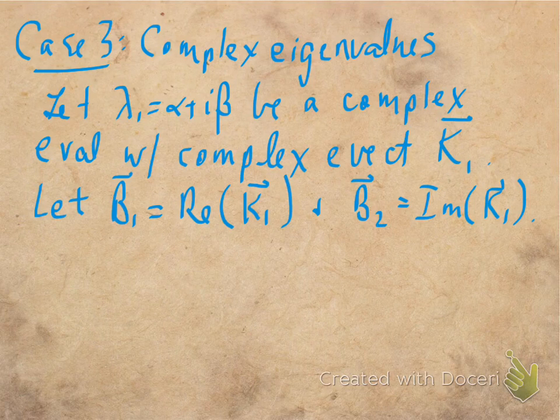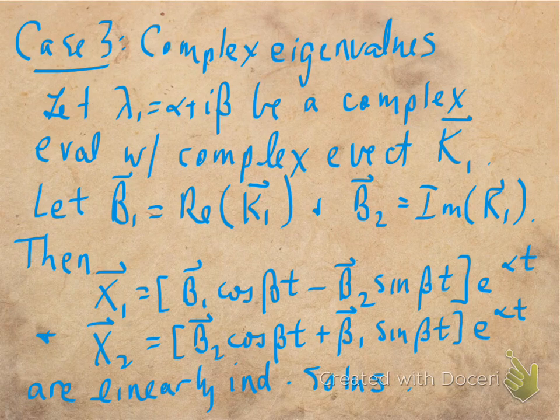But if we let B1 be the real part of that complex eigenvector, and B2 be the imaginary part of that complex eigenvector, then we can write two linearly independent solutions to our system. X1 is of the form B1 times cosine beta t minus B2 sine beta t, all of that times e to the alpha t. And another linearly independent solution is of the form B2 cosine beta t plus B1 sine beta t, times e to the alpha t.